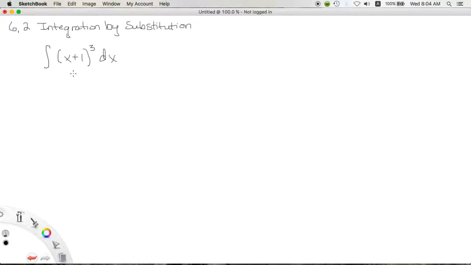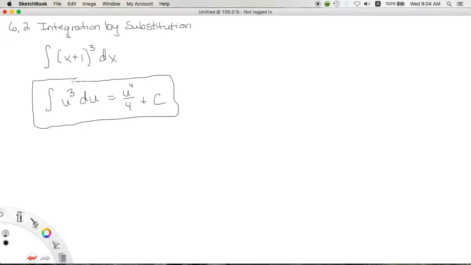So what we can do is look at this and say, well, let's say we have u cubed, just to use a different letter. We know what that would be. We know that would be u to the fourth over 4 plus c, because we know how to use that power rule. And this looks almost like that. So what we do is a method called u substitution, and we use these rules that we do know to find ones that we don't.